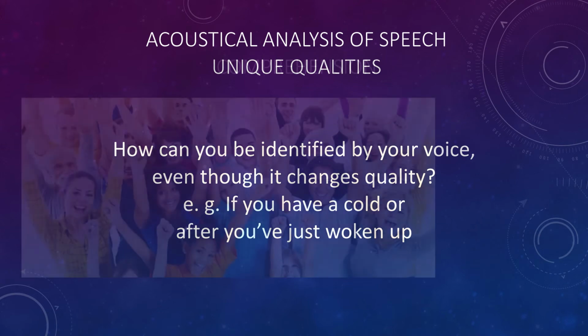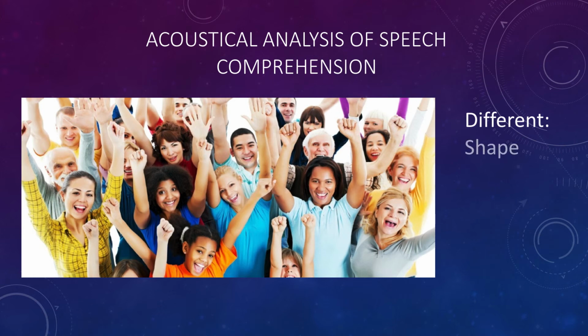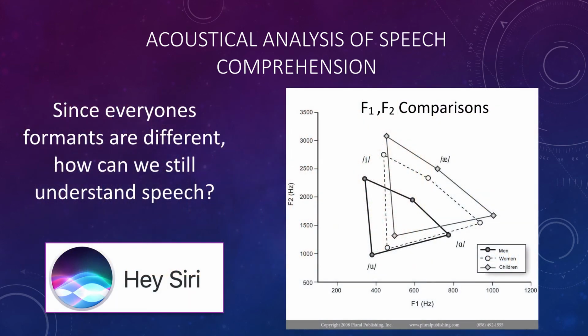How about this? Everyone has a different shape and size vocal tract and vocal folds, so everyone's formants are different. Plus, children's formants are different from women's, which are different from men's. Add to that the fact that in different geographical locations, accents are different. Yet even with all those differences, it's kind of amazing that we can understand speech. And even more amazing that your smartphone can understand you when you speak to it, and that it can speak back to you and sound very much like a person.